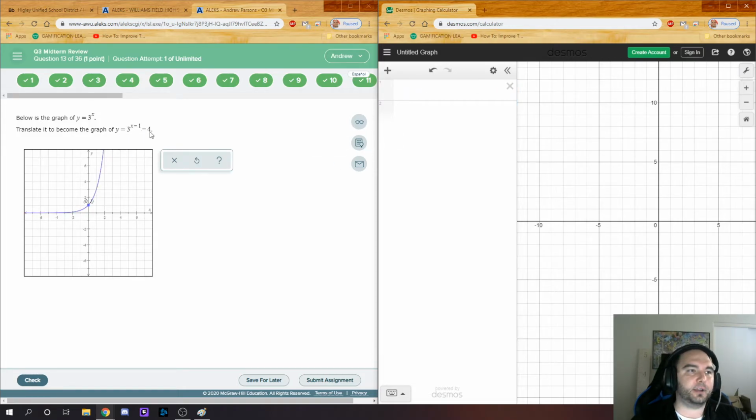All right, the next couple problems give you a base function or a parent function, and they ask you to graph the new version of it. So this is graphing 3 to the x right now. They want 3 to the x minus 1, minus 4. The stuff on the outside here moves it up and down. So in my case, -4 at the end will move it down 4.